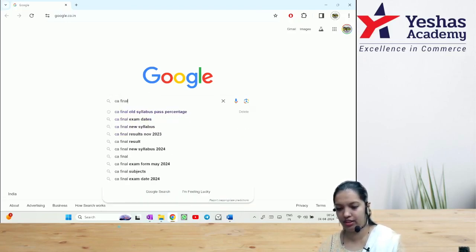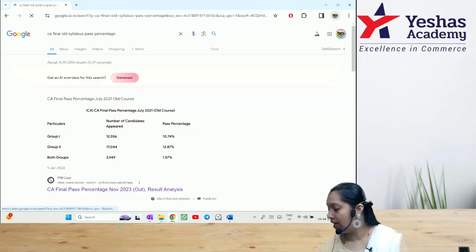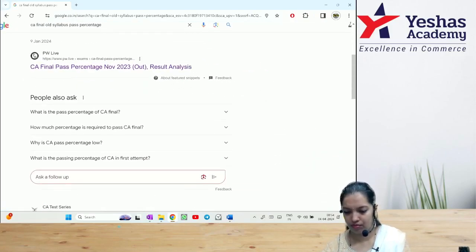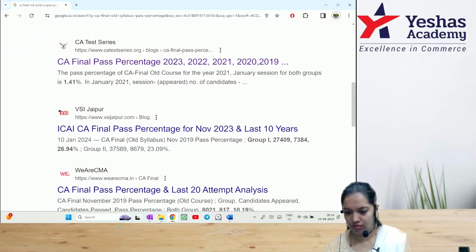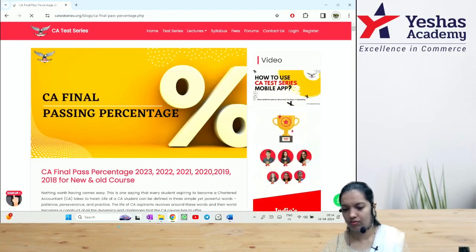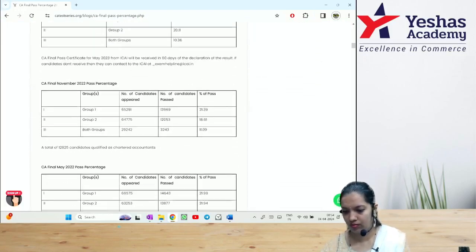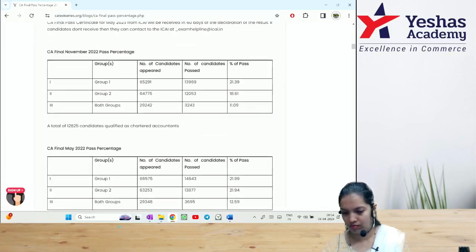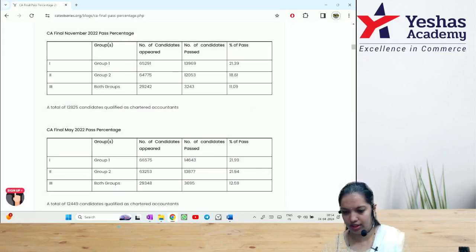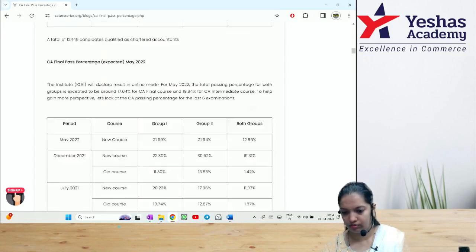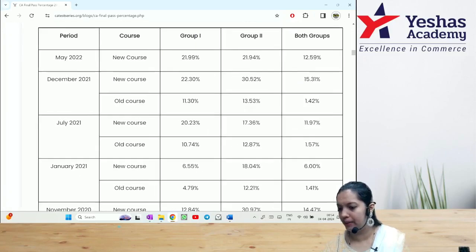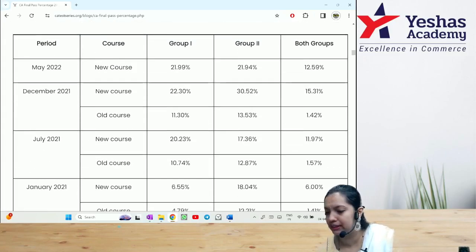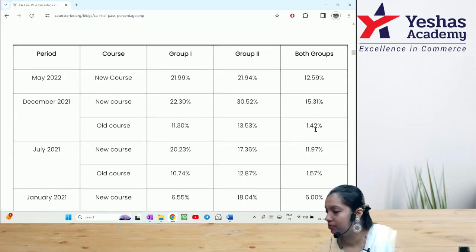CA final old syllabus pass percentage. Just go on comparing old syllabus, new syllabus, pass percentage. This is both the groups. Last column is both the groups.